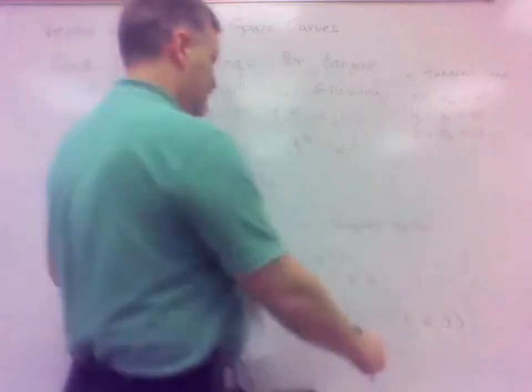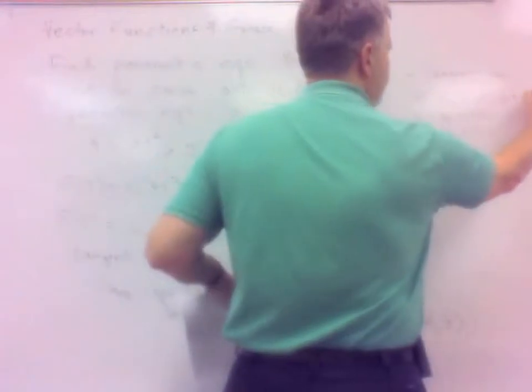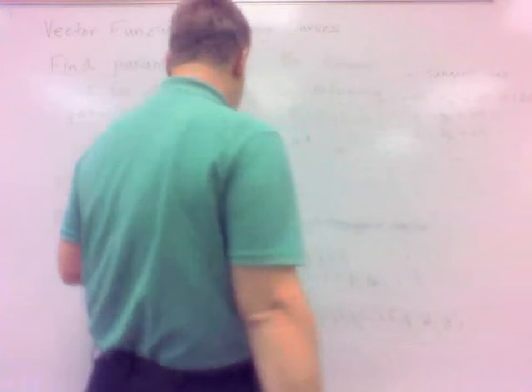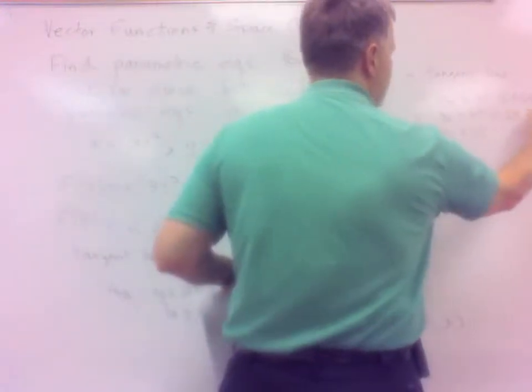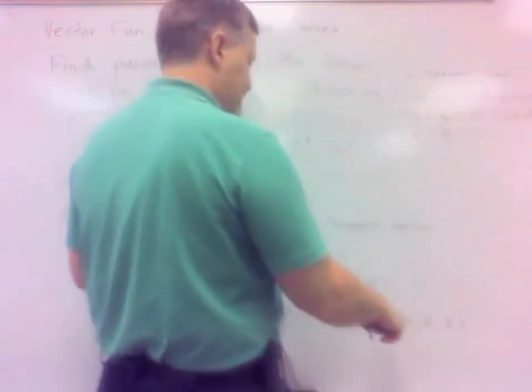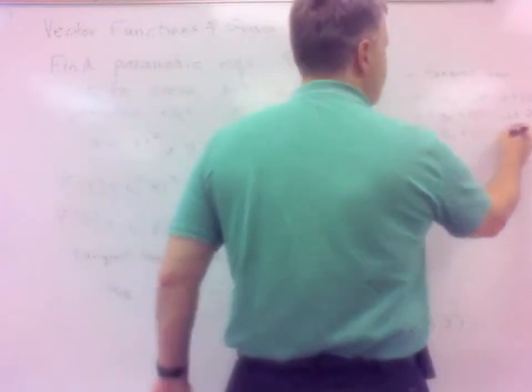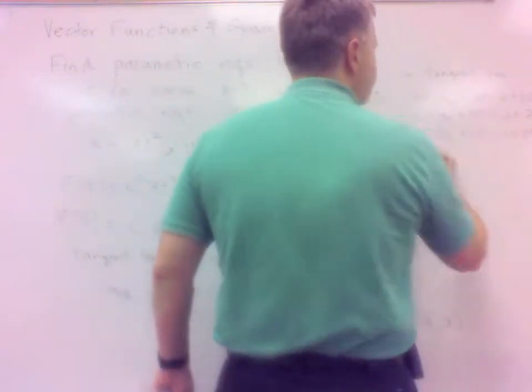So it'd be x equals 3 plus 6t, y would be 2 plus 2t, and z would be 1 plus 3t. Tangent line they want there. Okay?